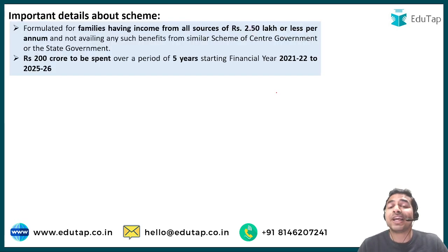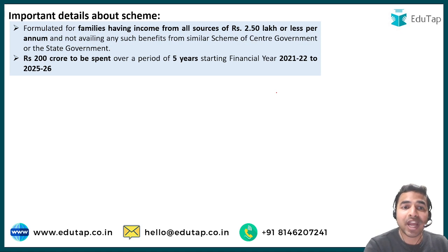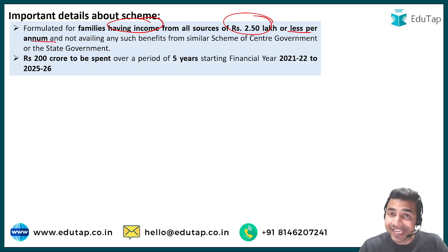When we talk about the important details of this scheme which will be launched by the ministry, this scheme will be formulated for families having income from all sources of up to rupees 2.5 lakh per annum, and who are not availing any such benefits from a similar scheme of the central government or the state government. So who will be the beneficiary? These beneficiaries will be those DNT families having income of 2.5 lakh or less per annum, and who are presently not availing any such benefit from a similar scheme of the central government or the state government.